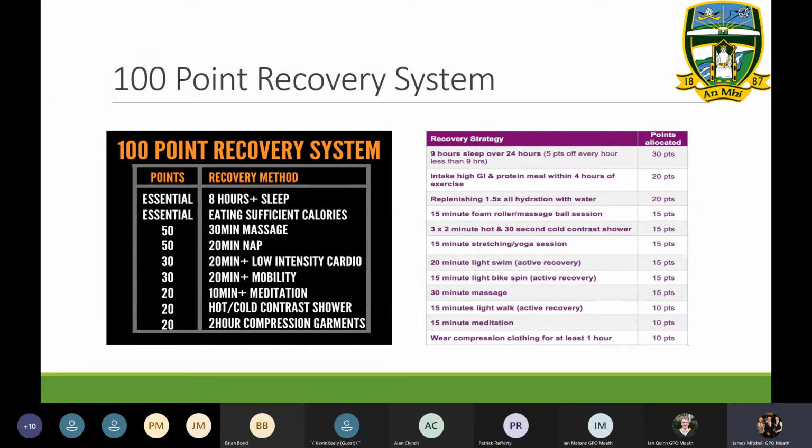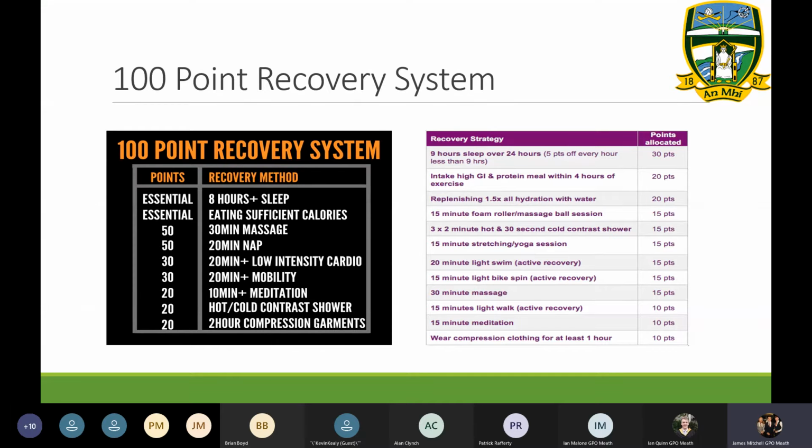What it is pretty much, like we have here, is a number of different recovery methods, and they all have different point levels depending on what you want to prioritize. So you can see there, the one on the left, your 30-minute massage is going to be 50 points. A 20-minute nap is 50. 20 minutes of low intensity cardio, 30. Mobility is 30. Meditation is 20. The compression garments and the hot and cold contrast is 20 as well.